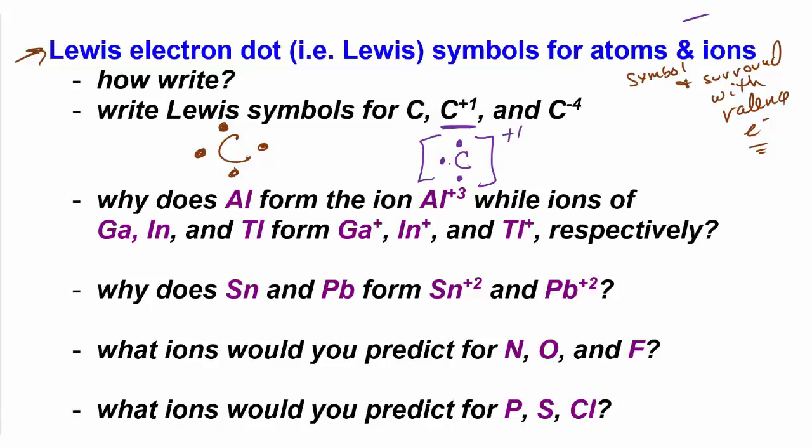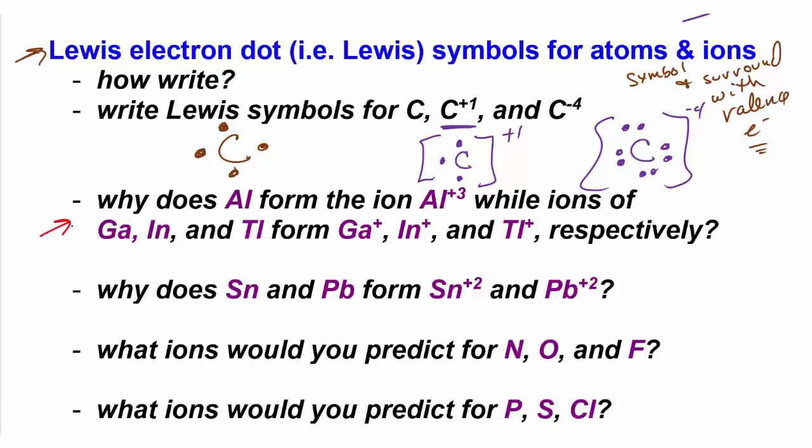And then carbon -4 anion, we have 4 extra electrons, a -4 charge. So you'd have your 4 valence electrons. You're going to have 8 total now because you have 4 extra. In brackets, then -4.